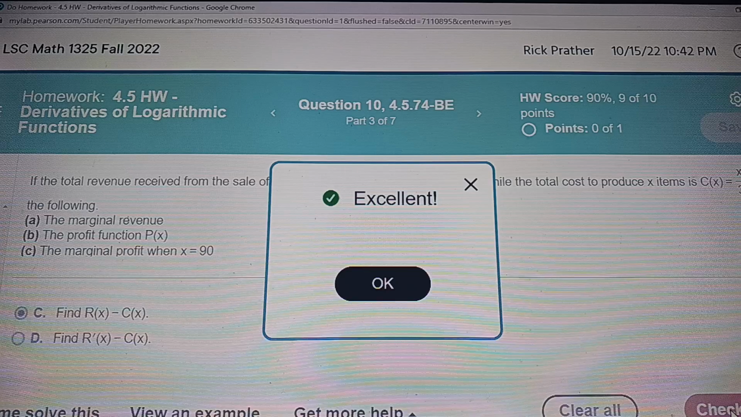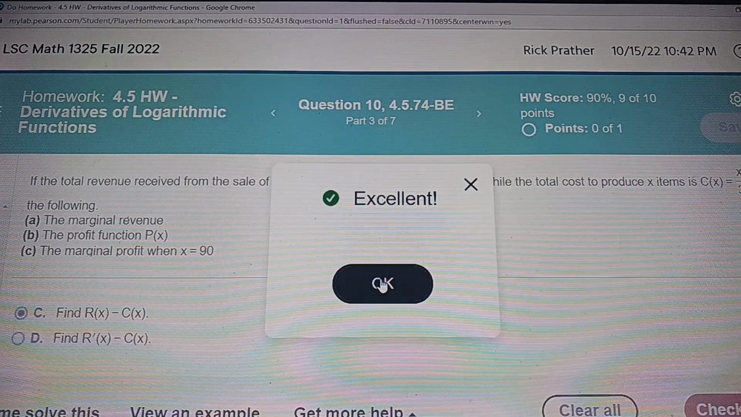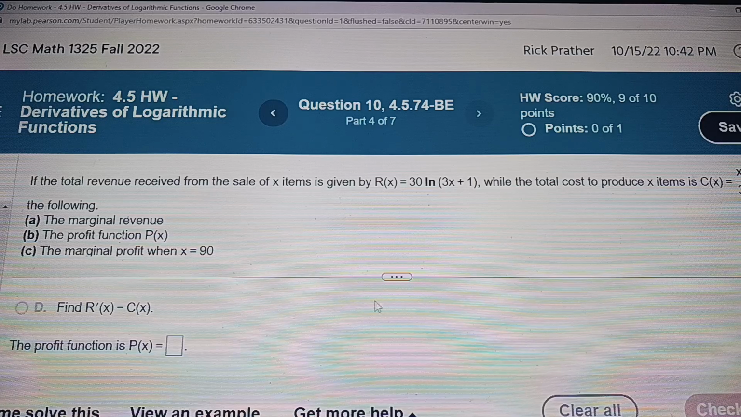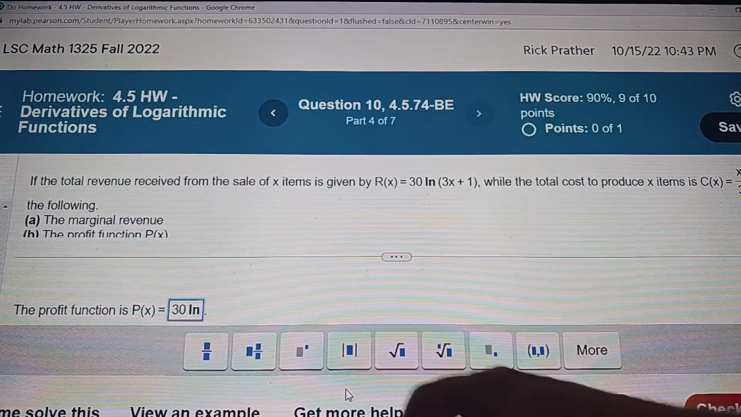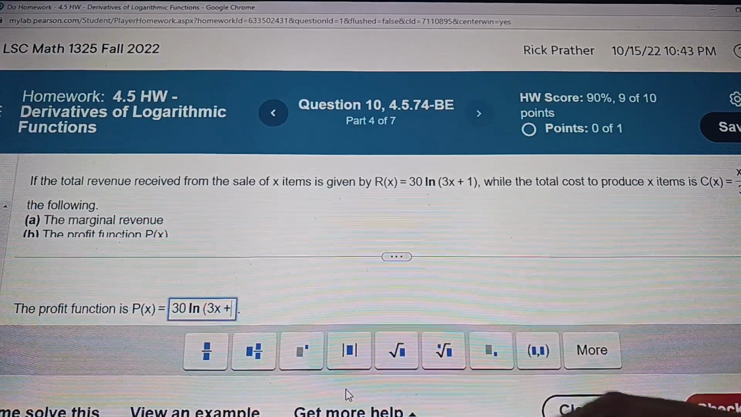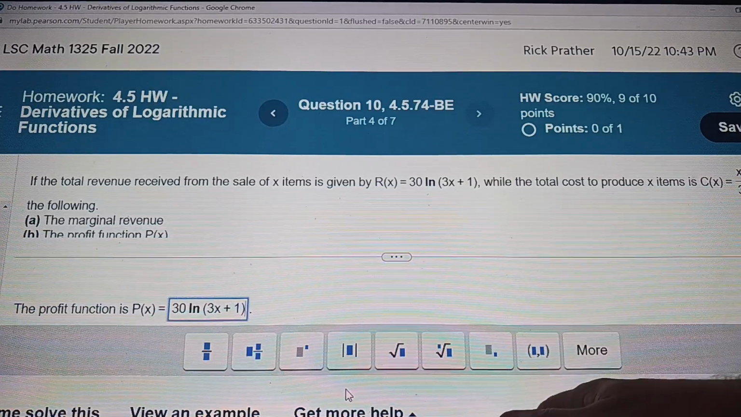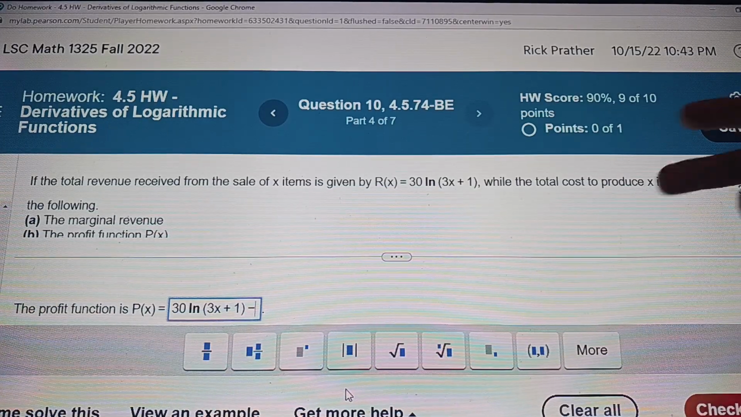Revenue is the money you take in. Cost is the money that goes out. Whatever is left is profit. So just do that. Take this ln and minus this, and I'm thinking it would just take it literally like that. 30 ln of 3x plus 1, that's the revenue function. No way to simplify it. Minus the cost function, which is literally just x over 3.